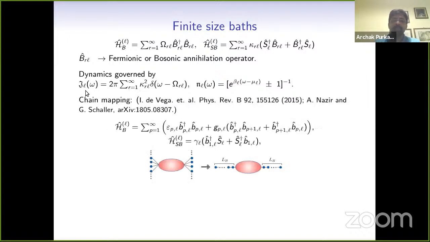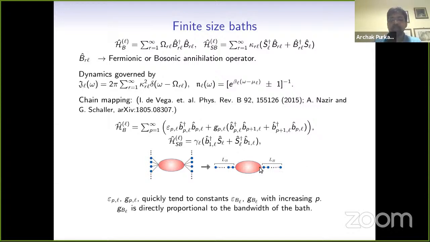Now, given any bath spectral function, if you have two baths, this setup is of this form, meaning these are the infinite number of modes that I have here, and each mode is connected to the system. Given any spectral function, which needs to be a continuous function, you can always map this kind of a bath to this kind of a chain. Here I have a finite size chain, but if this is infinite, then this mapping is exact.